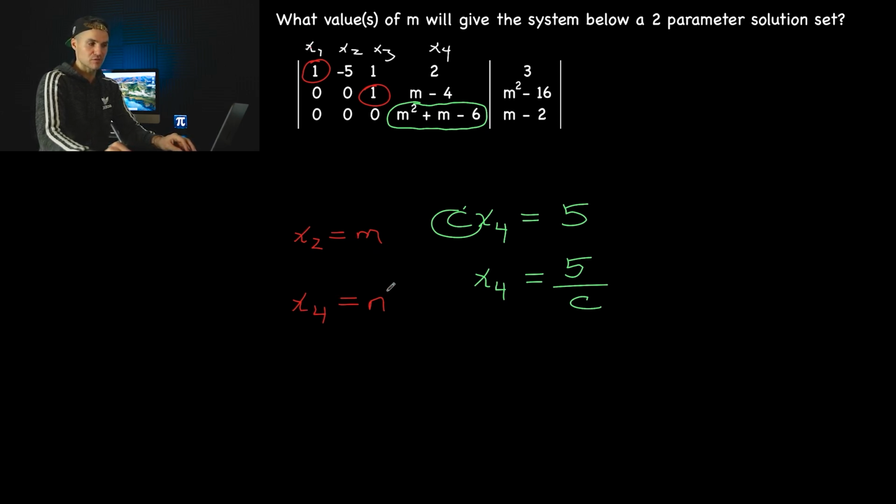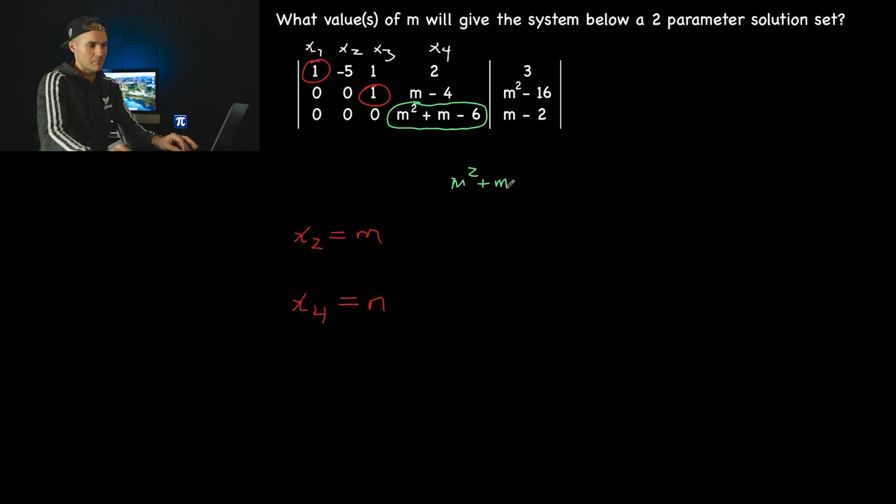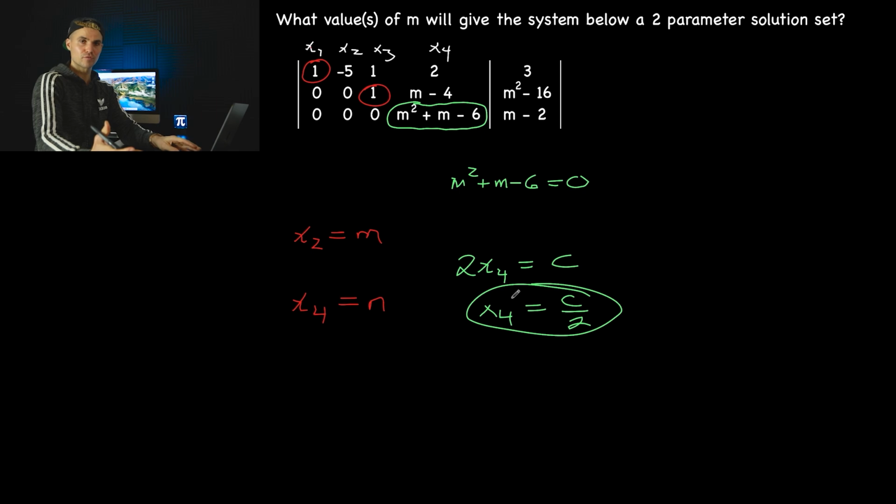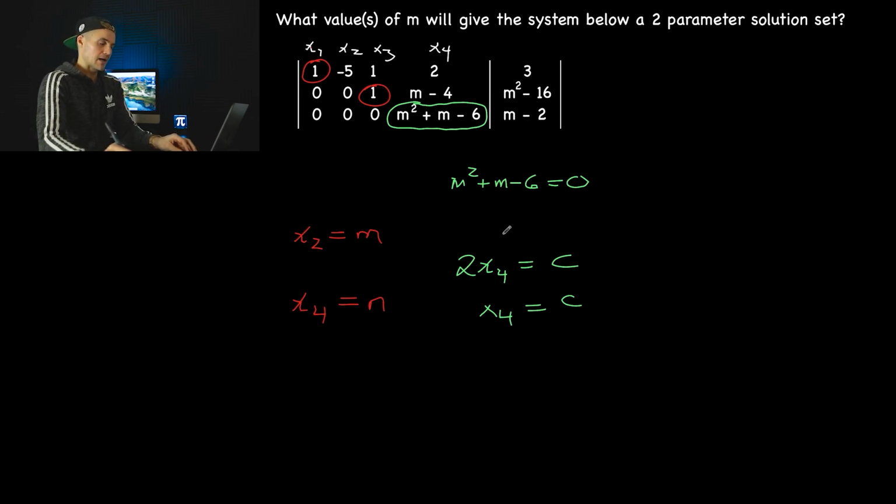We need x4 to be a free variable. And the only way that could happen is if this term right here, this m squared plus m minus 6, is going to equal 0. Again, because if it's some kind of other number other than 0, you're going to have some kind of constant. Let's say it's 2. You'll have 2x4 is equal to some kind of other constant. x4 is going to equal basically a constant. It's not going to be a free variable. So that term has to equal 0.